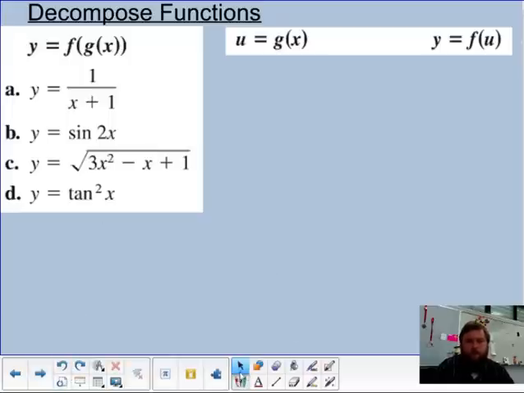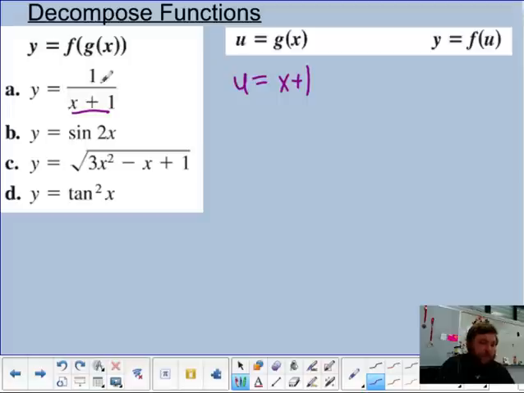So let's decompose these functions. To understand that, you have to understand what function is inside the other function. If this is y equals f of g of x, what function is inside? Well, my inside function here, for the first one, is going to be x plus 1. So u equals x plus 1. And the outside function is 1 over that function, so y equals 1 over u, where u is the x plus 1.